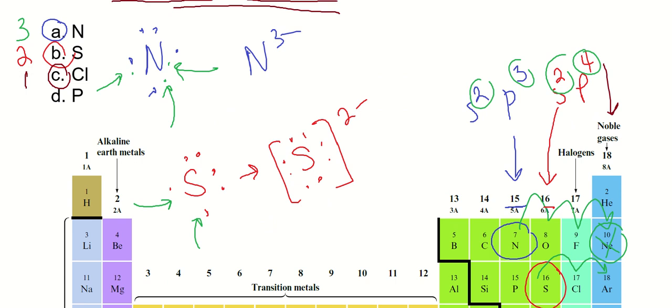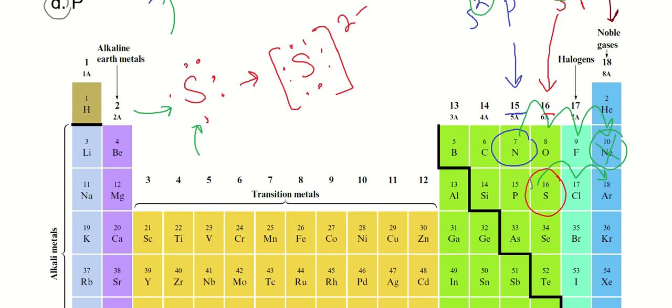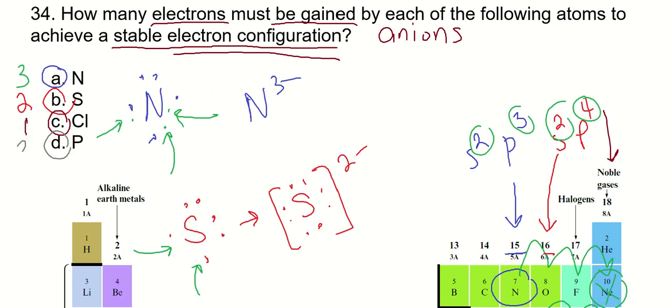It gains 1 electron. Let's go on to gray. Phosphorus, right underneath nitrogen. So that's another group 15 element, so that's going to gain 3. And it'll be phosphide.